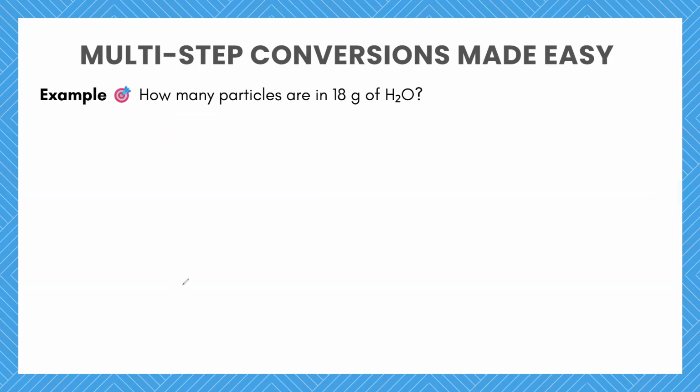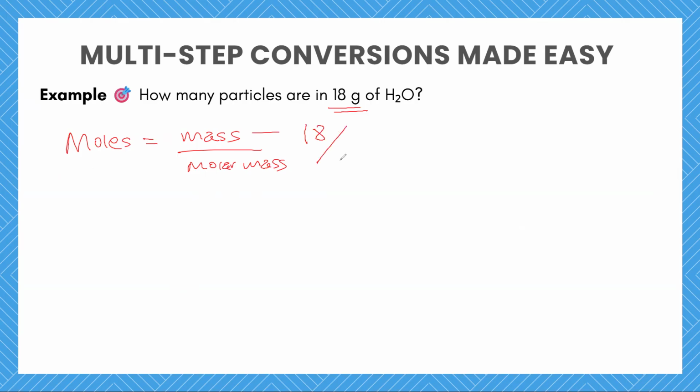This question on the screen says, how many particles are in 18 grams of H₂O? The first thing we want to do is convert these 18 grams into number of moles. And how do we do that? We know that number of moles is equal to the mass of a substance divided by the molar mass of that substance. Therefore, the number of moles will be equal to the mass, which is 18 grams, divided by the molar mass of water. We've done that earlier. The molar mass of water is also 18. So this gives us 1 mole.